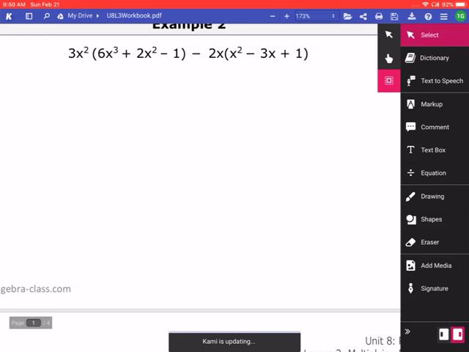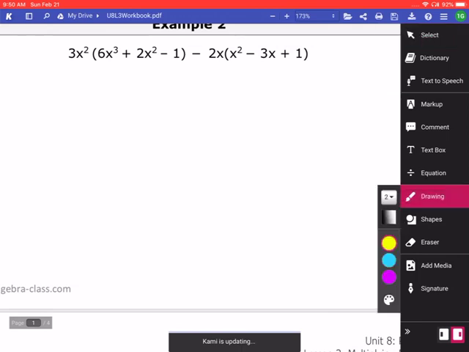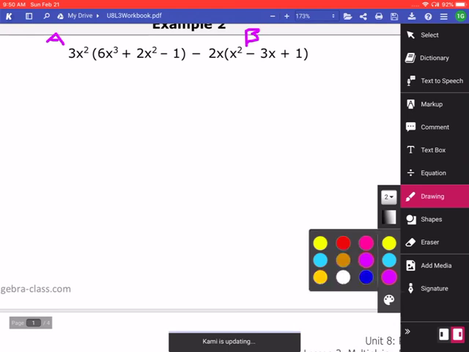Multiplying polynomials. Now this example here, example 2, is a bit more complicated than what example 1 was because it has two parts and it's using multiplication and subtraction of polynomials. So I'm going to label this side part A and this side part B. Okay, so to do both of these, the first thing we're going to do is the same thing we did in the previous example. We're going to distribute this 3x squared and the 2x into our parentheses.